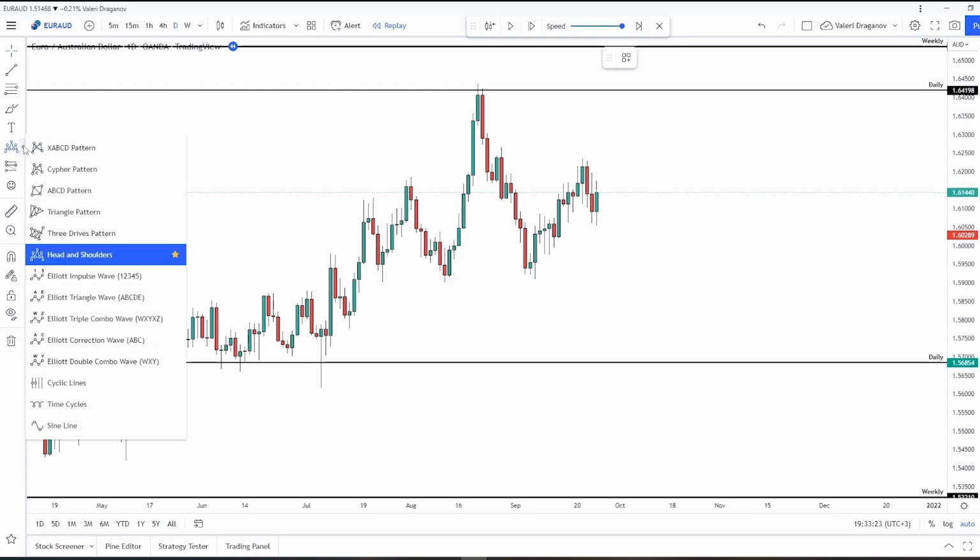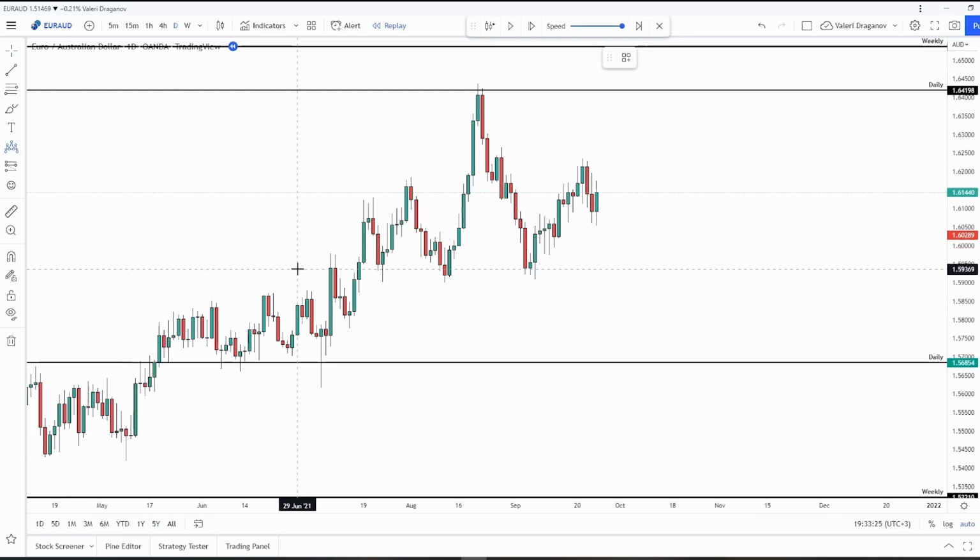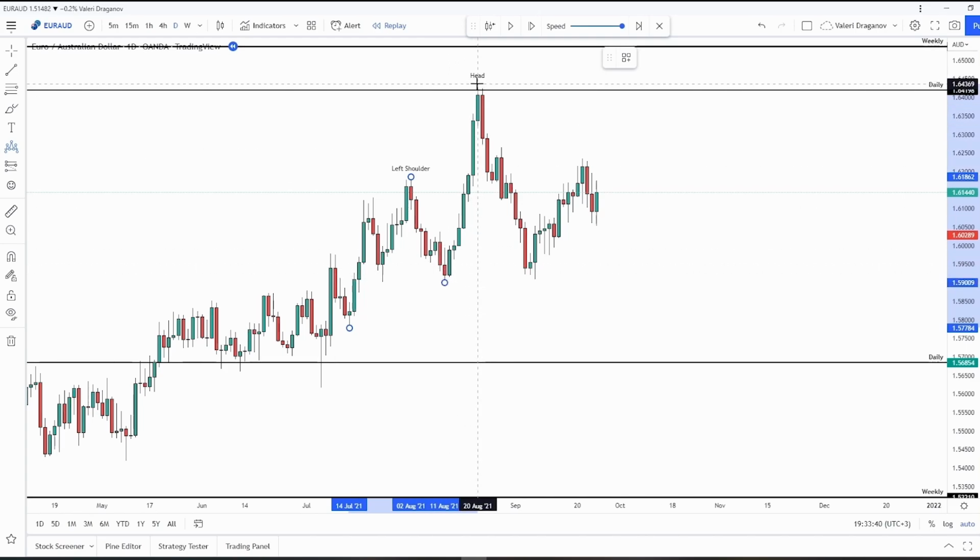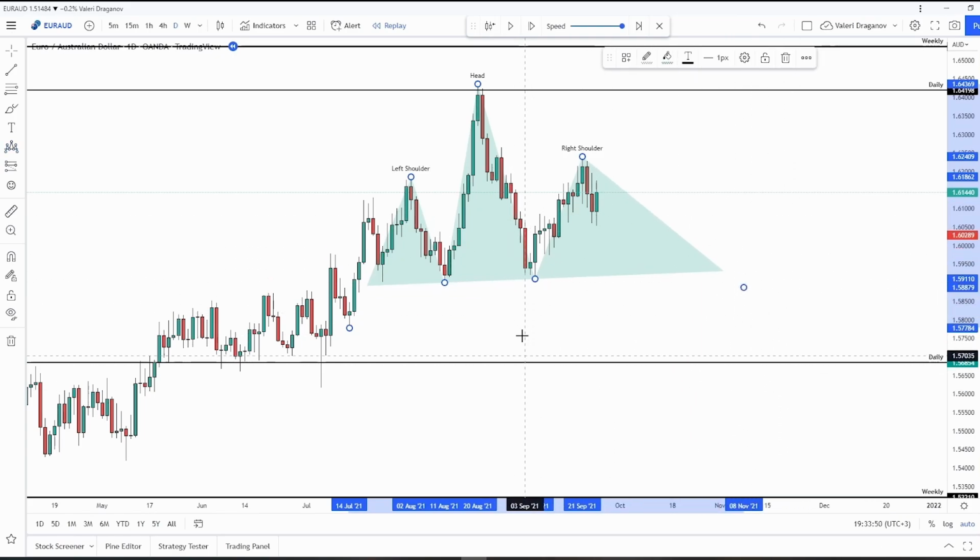So we go to gadgets and choose the head and shoulders pattern. We start to draw from the beginning of the impulse that formed our left shoulder, down to the first bottom, then to the highest part of the impulse that touches the strong level that formed our head, then the second bottom, and the third top, which must be lower than the previous one. It looks just like a head and shoulders, that's why it's called this way.